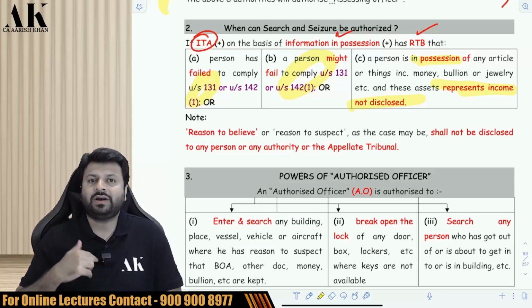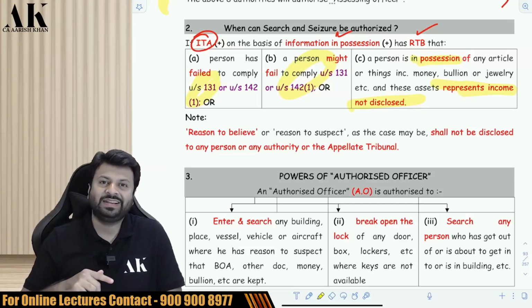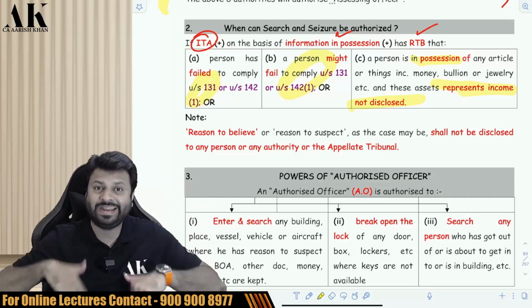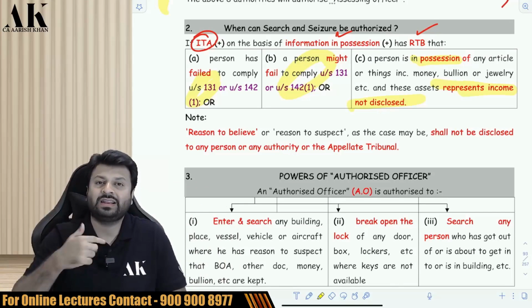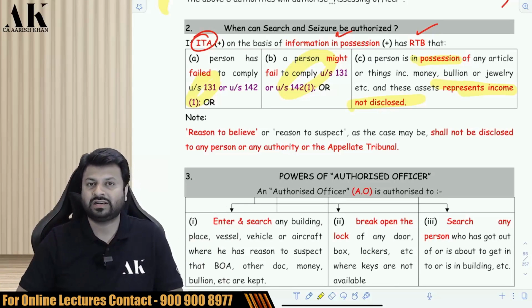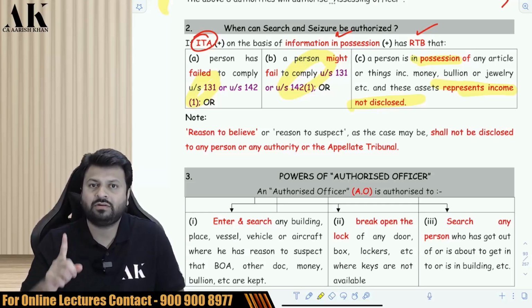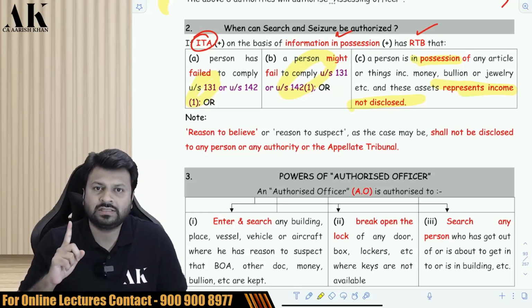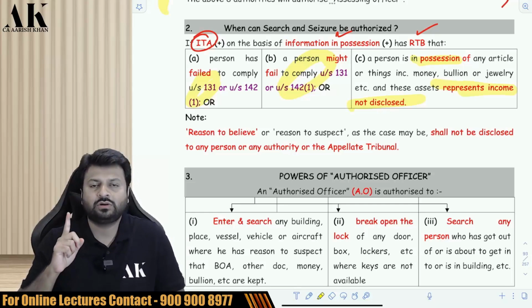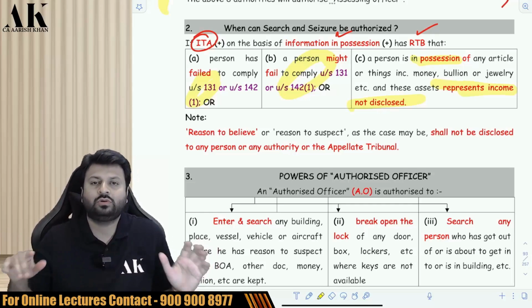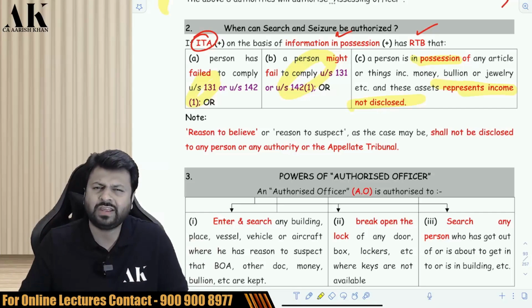For example, if I have informed the income tax department that you have undisclosed money, and after the search and seizure is over, the department starts to disclose my name in public as an informer, then things won't work in future. My life will be threatened because of this act of the department. Therefore, the department should not disclose the name of the person who has given the reason to believe. They should not disclose it to any person, any authority, or even any tribunal. That is absolutely not allowed. You have to keep this information very, very secret.